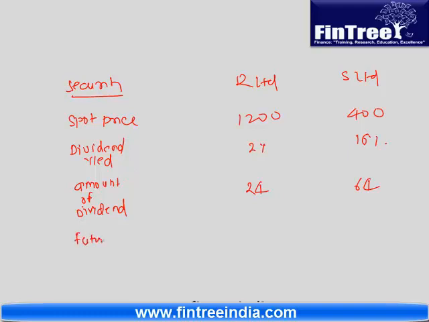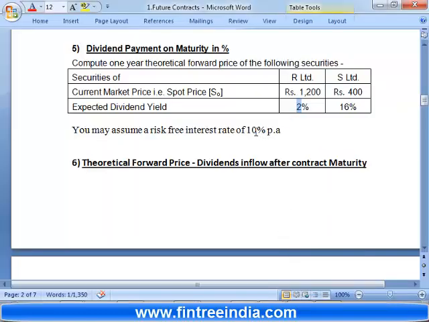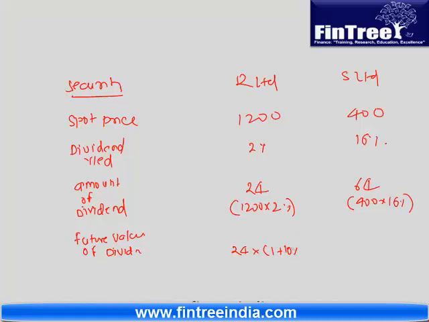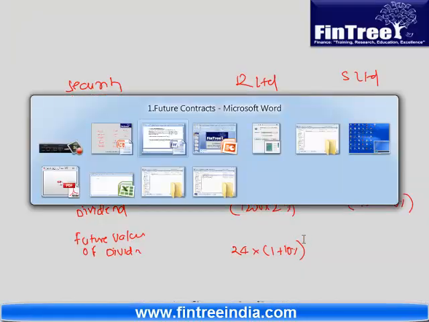Then future value of dividend. Now here when you've written this 24 in bracket, you should show the calculations. 1200 into 2%. 400 into 16%. Every small calculation that you do has to be justified with the working. So future value of dividend, 24 into 1 plus interest rate given is 10%, and the future raised to how much?